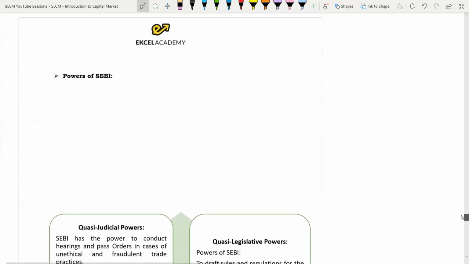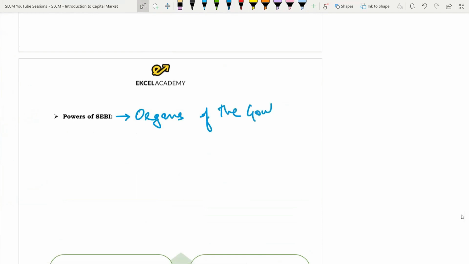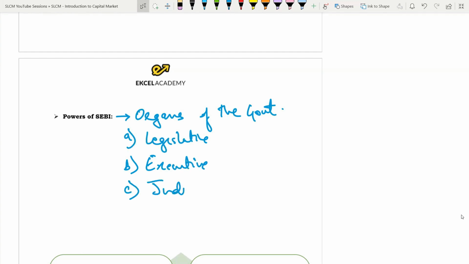Moving ahead to the powers of the Securities Exchange Board of India. Before going to the powers, it is important for us to understand the organs of the government. Under the Constitution, we have three organs: one is the legislative, we have the executive, and we have the judiciary.